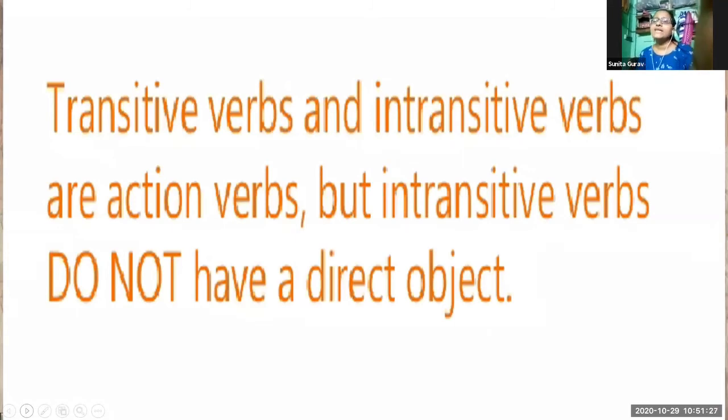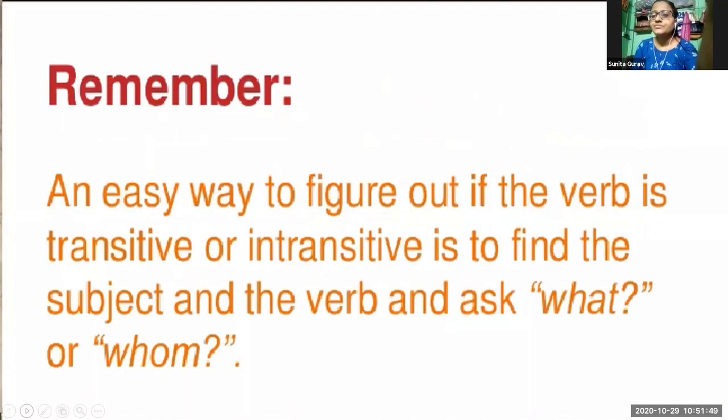Next, transitive verbs and intransitive verbs are action verbs, but intransitive verbs do not have a direct object. See there the words do not, children, that are written in capital letters. Okay? Intransitive verbs do not have a direct object. Next, remember, an easy way to figure out if the verb is transitive or intransitive is to find the subject and the verb and ask what or whom.